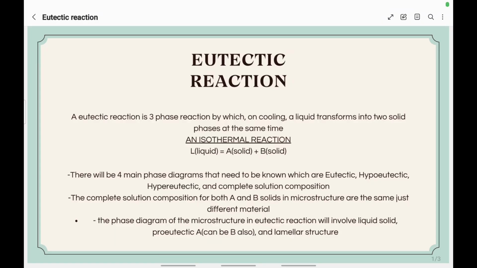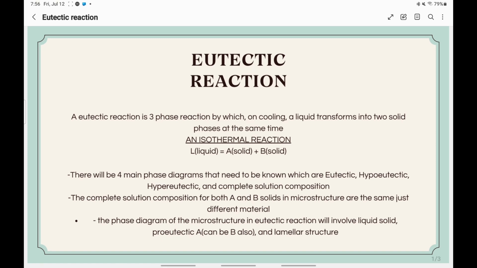Eutectic reaction. A eutectic reaction is a three-phase reaction by which, on cooling, a liquid transforms into two solid phases at the same time, which is an isothermal reaction. The simplest equation that I can make is L = α + β, where L is liquid, equal to alpha solid plus beta solid.